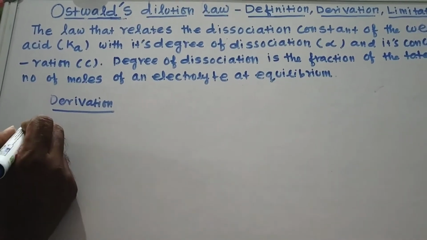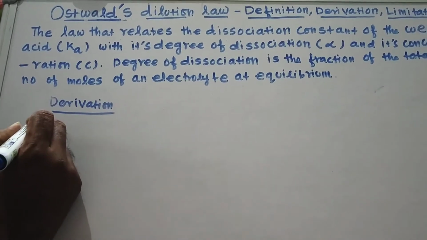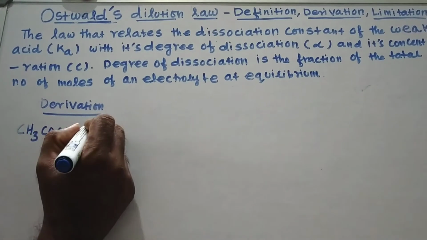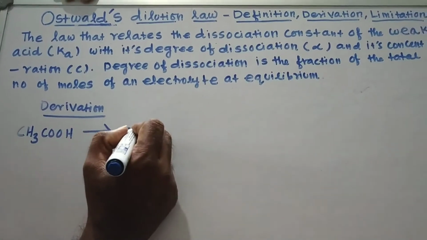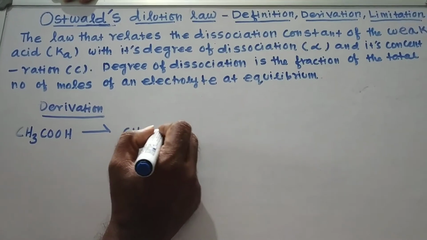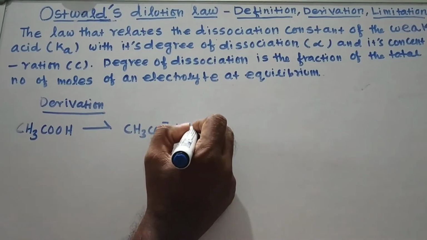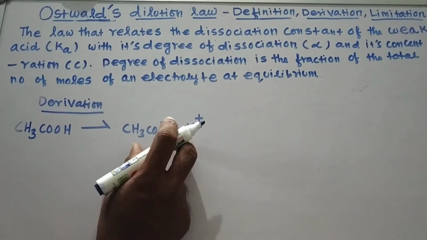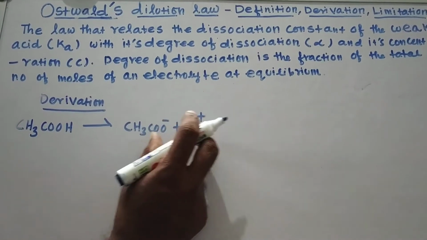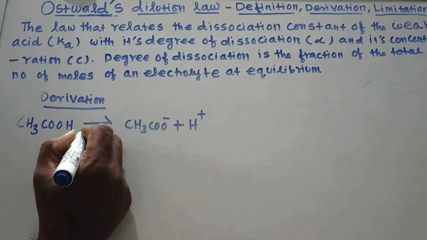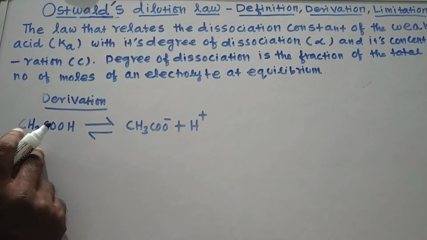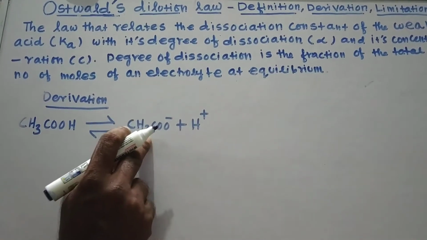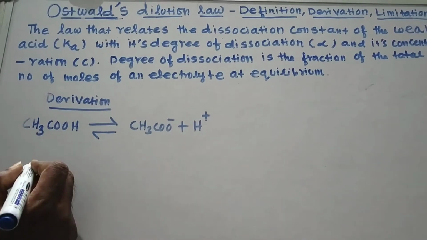Now let us consider a weak electrolyte like acetic acid, CH3COOH. On dissociation it forms CH3COO minus acetate ion and H plus ion. After the formation of these two ions, they unite with themselves and form a neutral acetic acid molecule. Therefore, there is an equilibrium between the neutral acetic acid molecule and the dissociated cation and anion. Right? Okay.